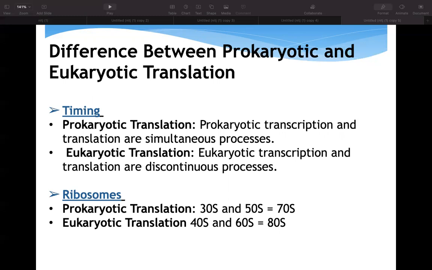When it comes to ribosome, prokaryotic translation contains the 70S ribosome, where the 30S ribosome is the smaller subunit and the 50S is the larger subunit. In eukaryotic translation, it contains the 80S ribosome, where 40S is the smaller subunit and 60S is the larger subunit.